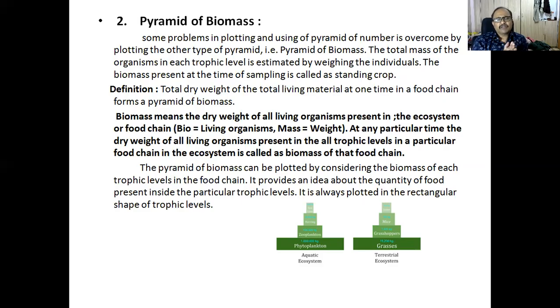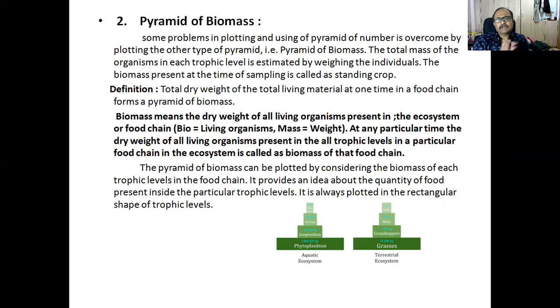ओके, तो वो इकोसिस्टम में कितना बायोमास है, how much biomass is present in the ecosystem. According to that biomass, we can plot the pyramid of biomass. The total dry weight of total living material at one time in a food chain forms a pyramid of biomass. टोटल ड्राई वेट हमें उसका निकालना है, ऑर्गेनिजम्स का मीन्स प्रोड्यूसर हमने निकाल के ड्राई करके वेट लिया, देन प्राइमरी कंज्यूमर एनिमल्स इकोसिस्टम से निकाले, उनको ड्राई किया, फिर उसका वेट किया, लाइक थर्ड एंड फोर्थ ट्रॉपिक लेवल का भी वैसा ही किया. Okay, so that is called as dry weight.